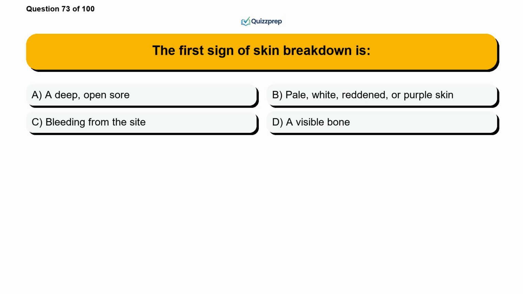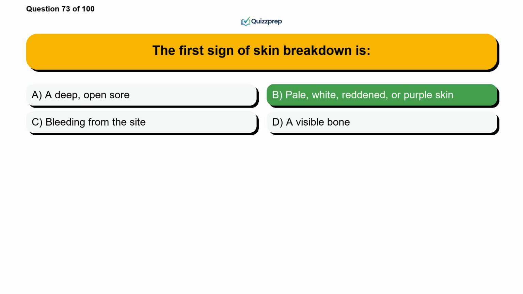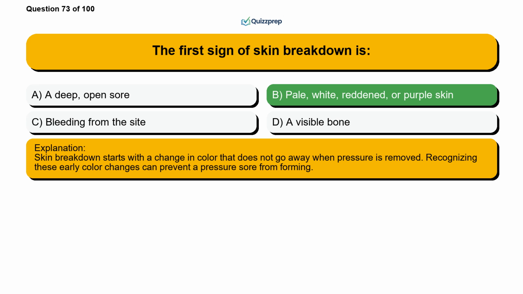Question 73. The first sign of skin breakdown is: Option A. A deep, open sore. Option B. Pale, white, reddened, or purple skin. Option C. Bleeding from the site. Option D. A visible bone. The correct answer is option B. Pale, white, reddened, or purple skin. Skin breakdown starts with a change in color that does not go away when pressure is removed. Recognizing these early color changes can prevent a pressure sore from forming.